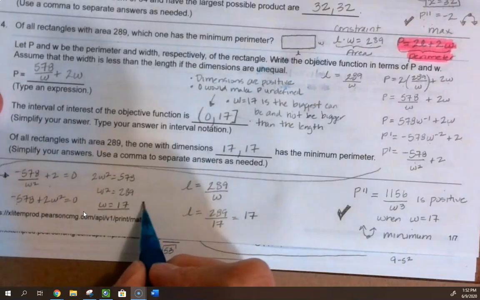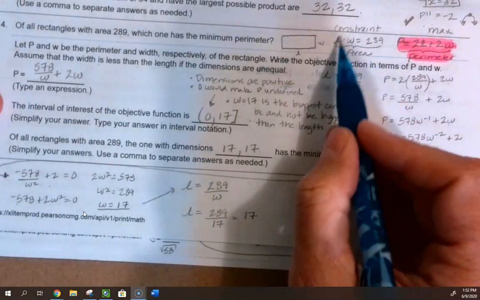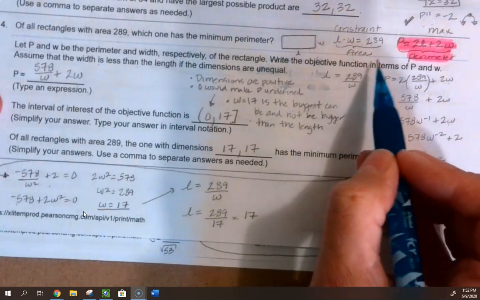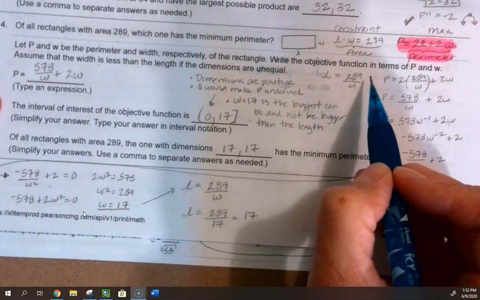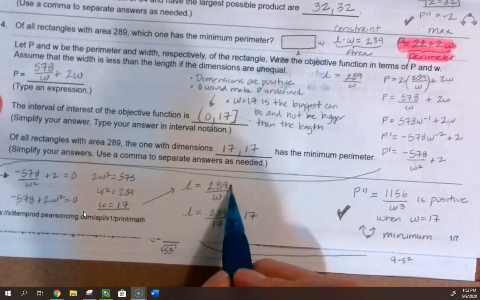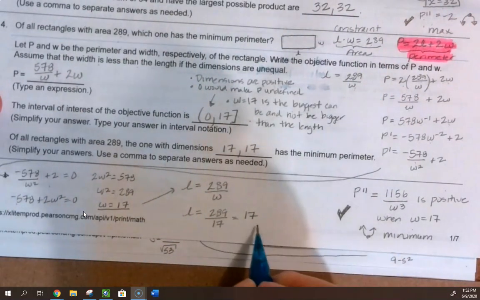We can then find the length by using your initial constraint. So you can always use this or even this one down below that we've already solved for the length. So we say 289 divided by 17 equals 17.